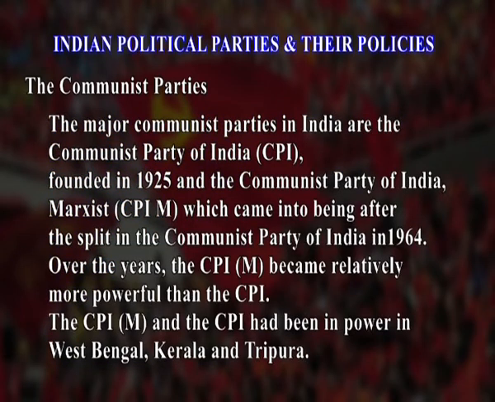The third important party is the Communist Party. The major communist parties in India are the Communist Party of India, that is CPI, founded in 1925, and the Communist Party of India Marxist, CPIM, which came into being after the split in the Communist Party of India in 1964. Over the years, the CPIM became relatively more powerful than the CPI. The CPIM and the CPI had been in power in West Bengal, Kerala and Tripura.